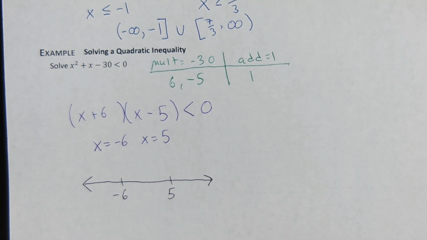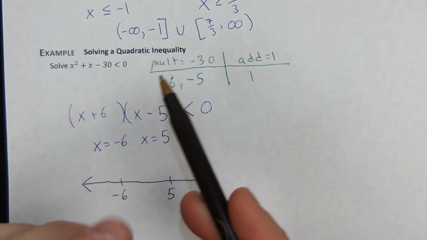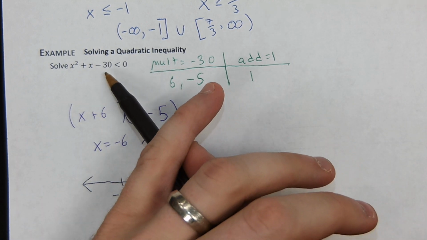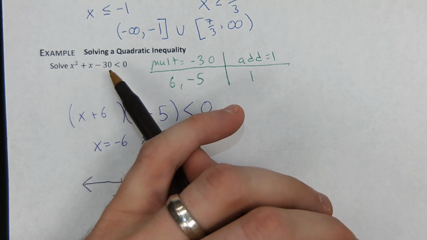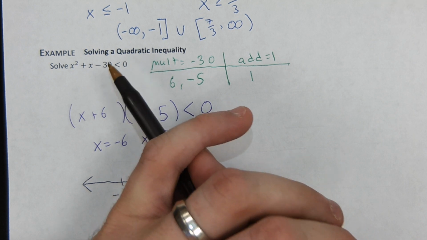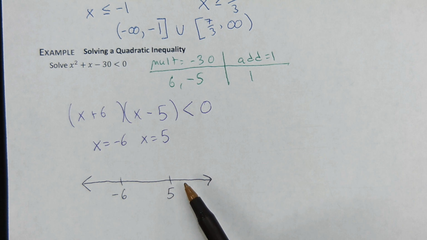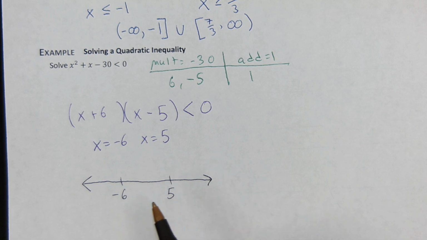Before we move on, let me explain what we're doing here. We are going to decide where this parabola would have been above the x-axis and where this parabola would have been below the x-axis without actually graphing it. This number line represents the x-axis. Our x-axis has been cut into 3 zones by these two numbers. A zone to the left of -6, a zone between our two numbers, and a zone to the right of +5.